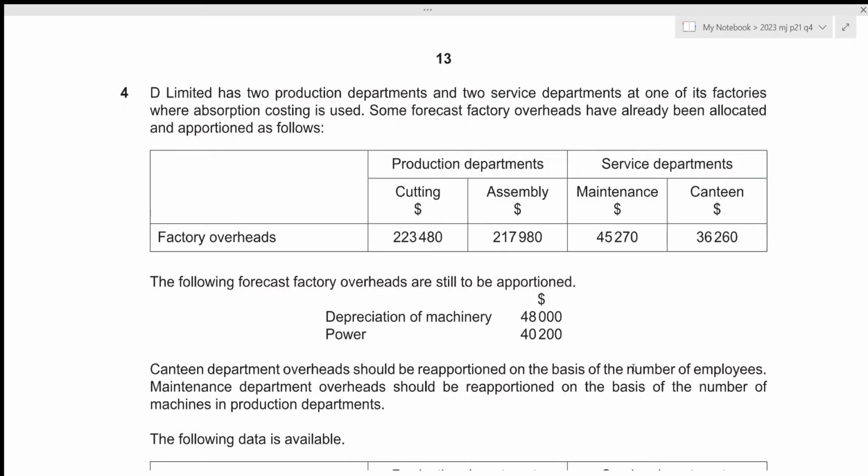And since question number 4 is of 30 marks, ideally you should be spending about 35 minutes in order to complete this question, and in this video as well we will be attempting to solve this question under 35 minutes. So without any further delay, let's get started.